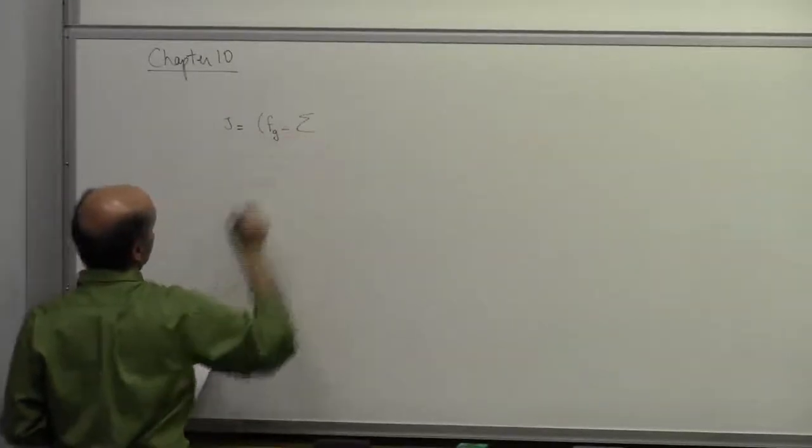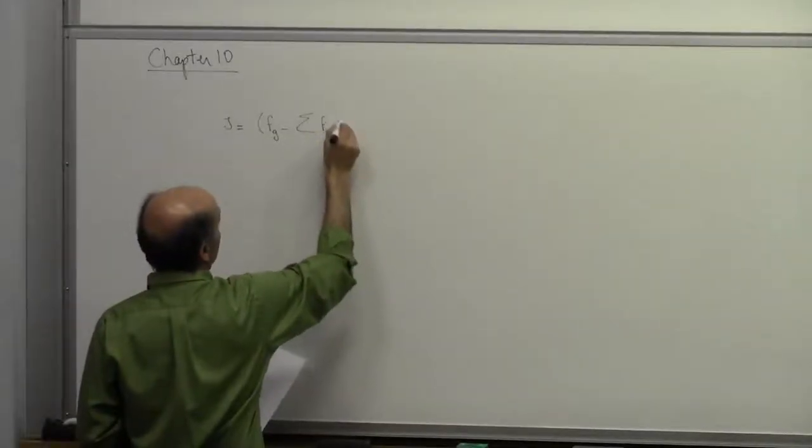Set up the problem and find our solution. So I have the following cost that I want to minimize. I have a cost that says minimize the force difference between the goal and the individual forces that are produced by the various muscles.